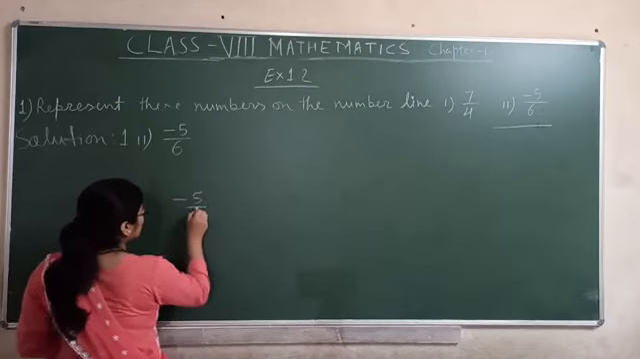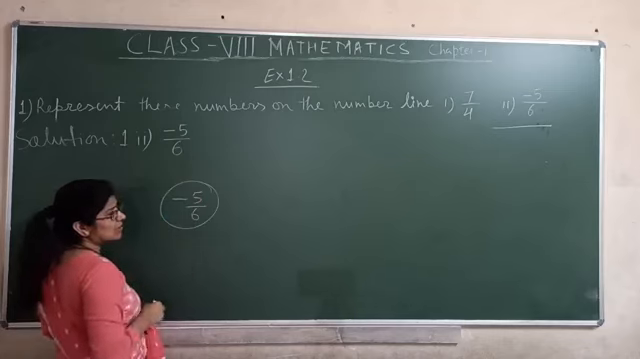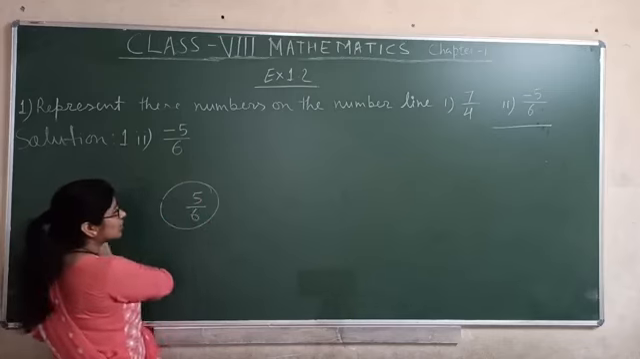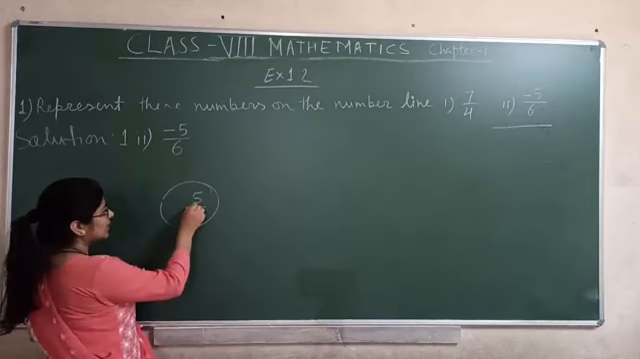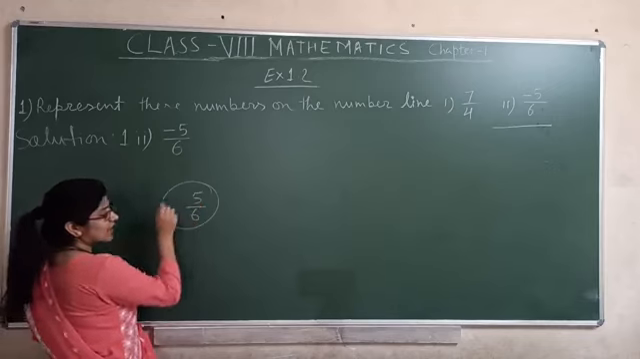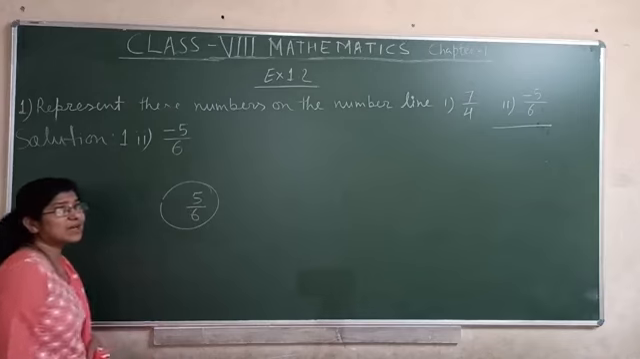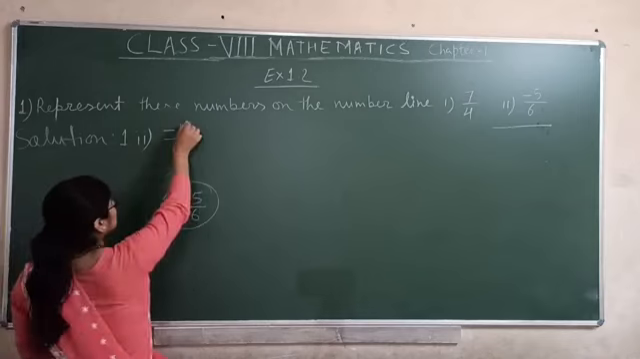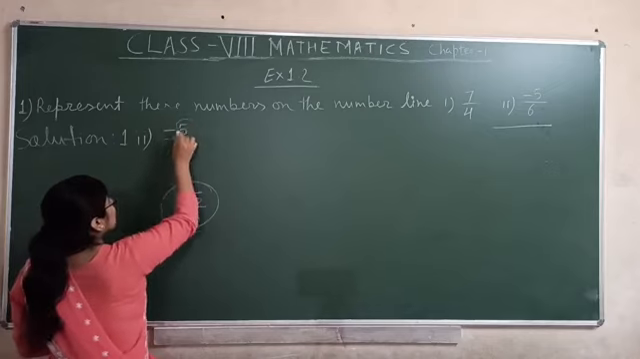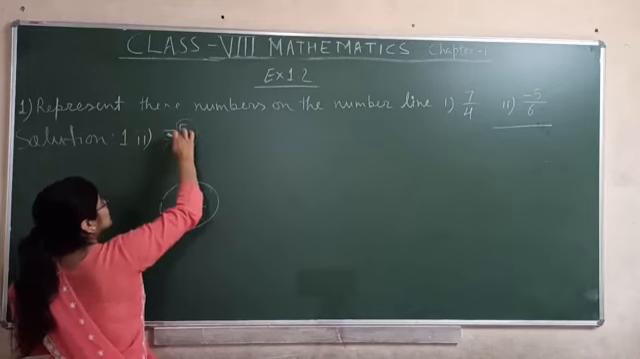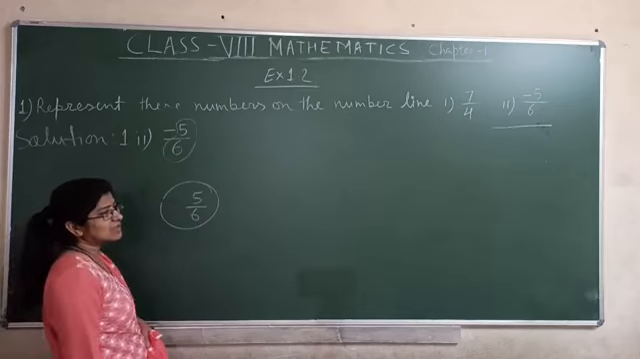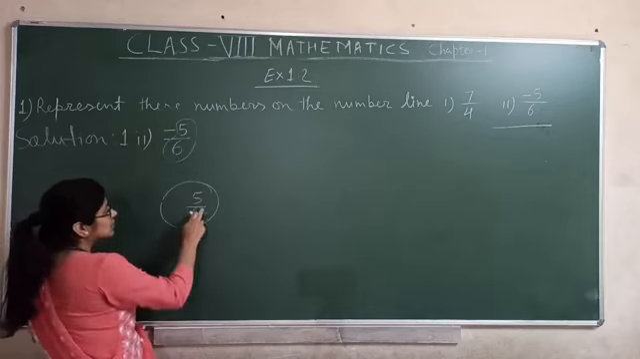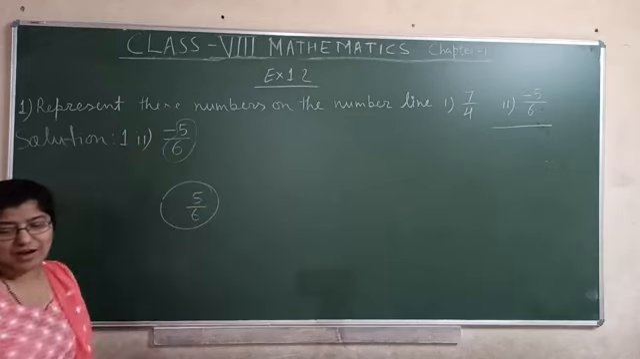Minus 5/6 is a rational number. We can't say this one is a fraction. But when you look without the sign, it will be a fraction. A fraction can't be negative. A rational number can be positive and negative. So you just have to look at the number, not with the sign. If you look with the sign, it will not be a fraction. This is a fraction, but this one is not a fraction. So 5/6 is a proper fraction.